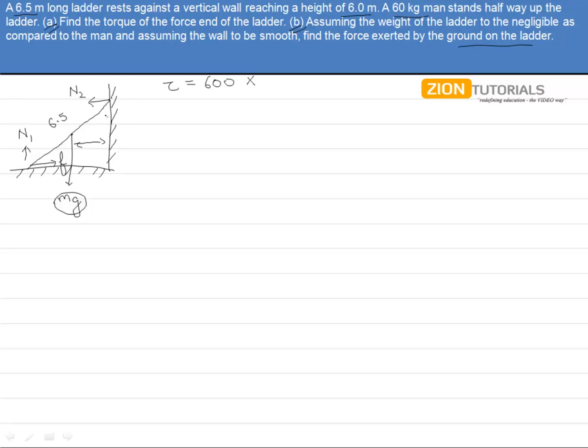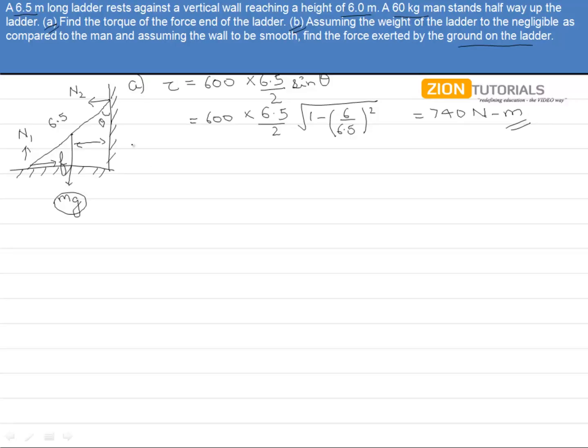So if we take this angle to be theta, then we can write it as 6.5 by 2 sine theta. Putting the values over here, we get 600 into 6.5 by 2 under root 1 minus (6 over 6.5) square, giving us a torque of 740 Newton meters. Now this was the first part.